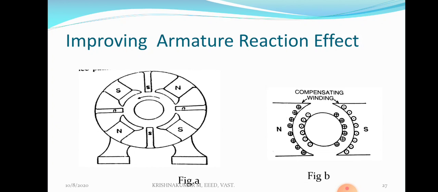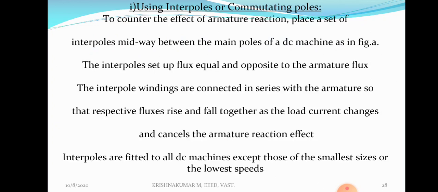So how can we minimize the armature reaction effect using these small poles fixed between the main poles? Interpoles set up a flux equal and opposite to the armature flux. We know that armature reaction is created only due to the effect of armature flux, so we can reduce it. How? Interpole windings are connected in series with the armature so that the respective fluxes rise and fall together as the load current changes and cancel the armature reaction effect.